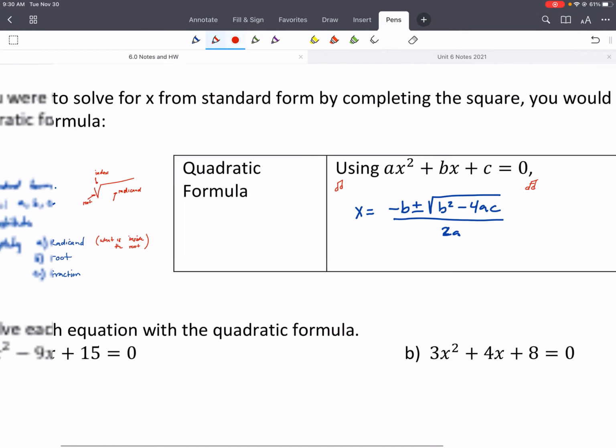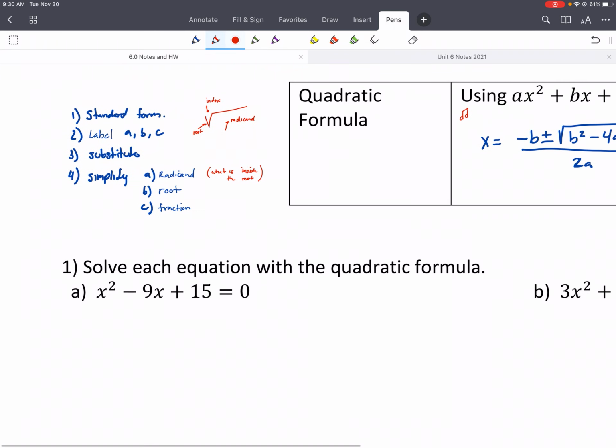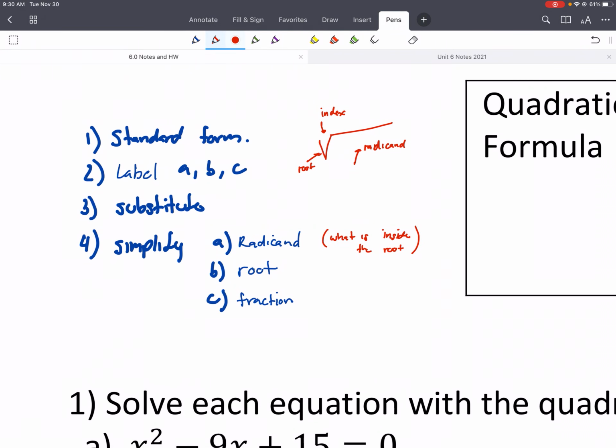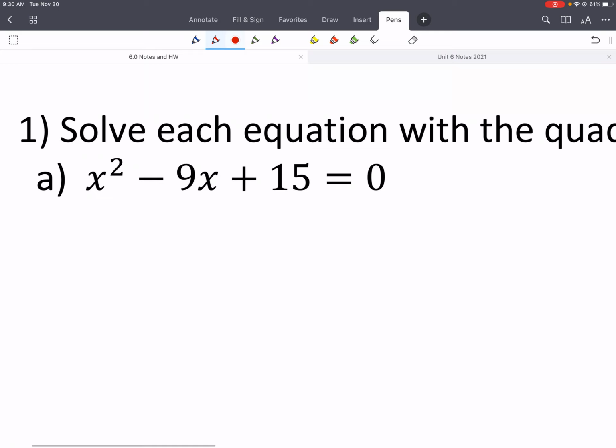All right, so let's go into a problem. You can pause here. This shows the steps on how to do this, but we'll go over it together. First, it has to be in standard form. This is in standard form, so check. Next, we label what a, b, and c are. Again, a, b, and c are the coefficients, the numbers in front of your variables. Here a would be 1, since it's 1x squared. b would be negative 9, so the sign is part of it. And c, our constant, is 15.